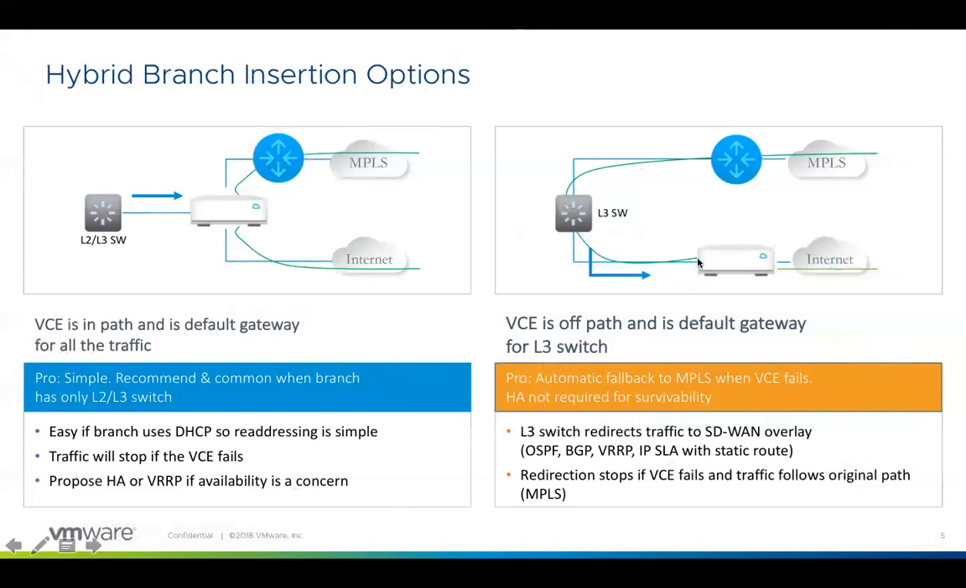Again, in this topology, we're actually establishing overlay tunnels to both the internet and MPLS, and the tunnel across MPLS actually goes through the L3 switch and the CE router. And if the edge goes down, then traffic will simply follow the normal path right across the CE and MPLS.